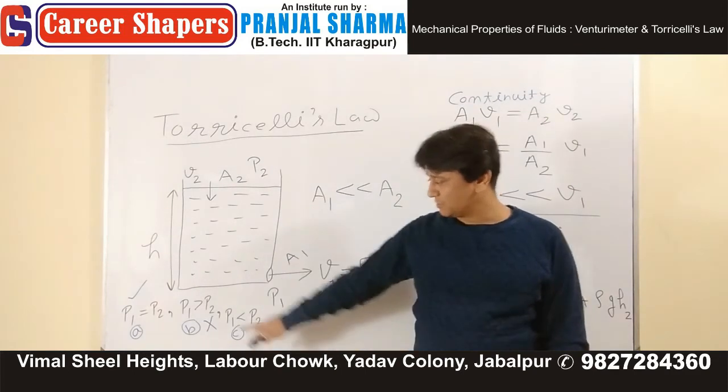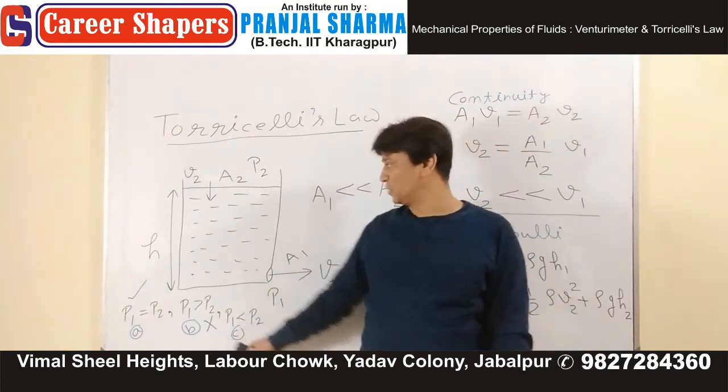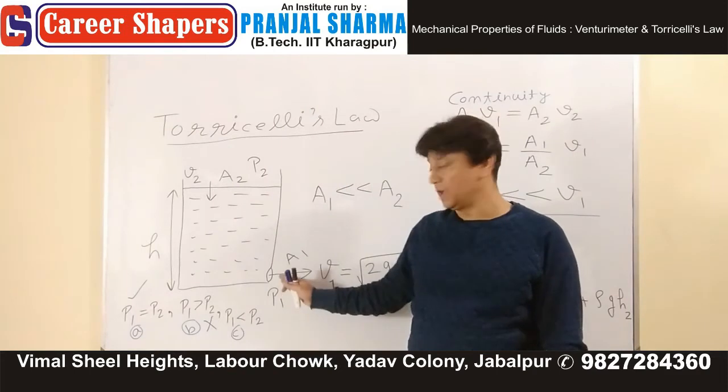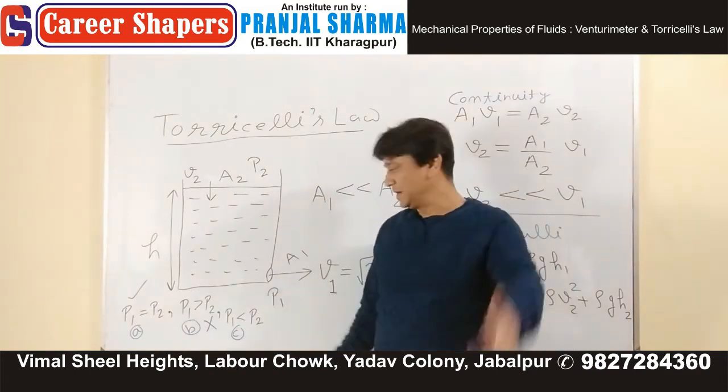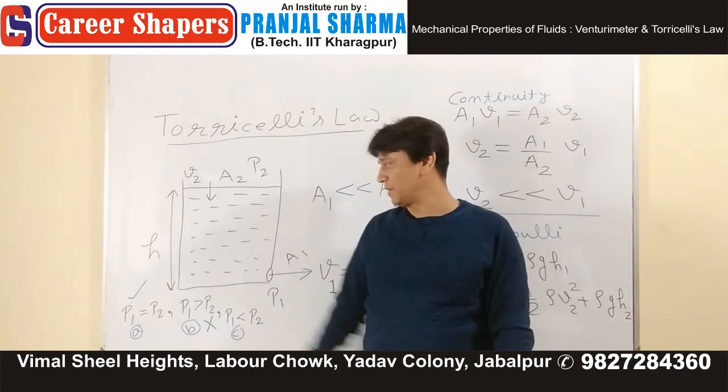First note down this, make a cross because this is the obvious one. आदमी को क्या लगता है, अरे इतनी हाइट है, प्रेशर ज्यादा होगा. Immediately they go for P1 greater than P2.